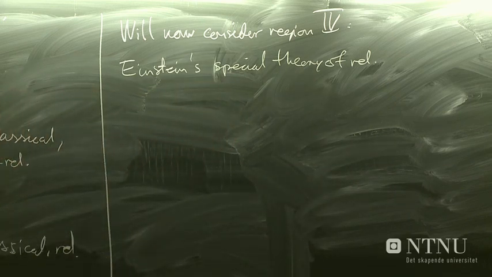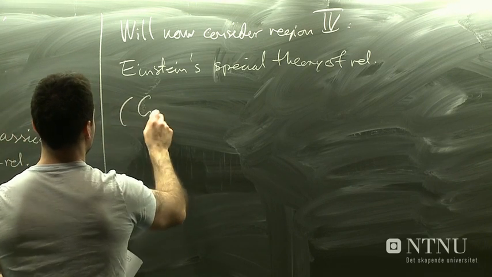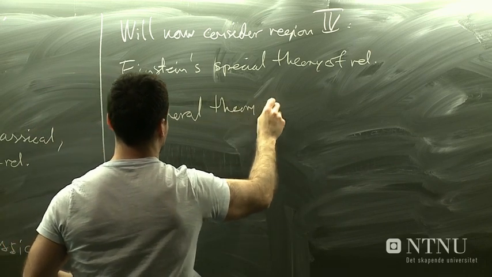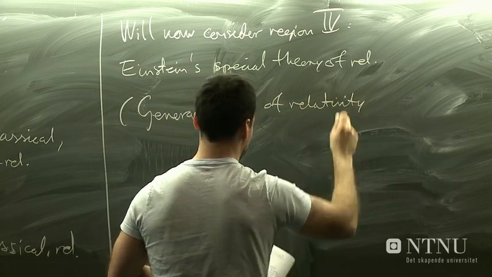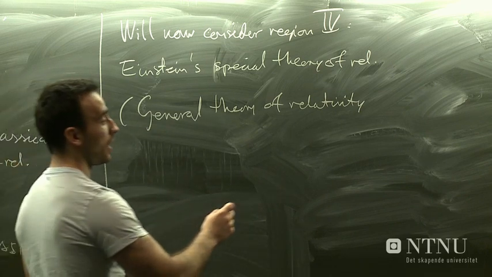Now, there's a special theory of relativity, and the name suggests that perhaps there's also a general theory of relativity. And this is the case. You have the general theory of relativity. So we're not going to say much about this theory. Let me just briefly state what the content here is.